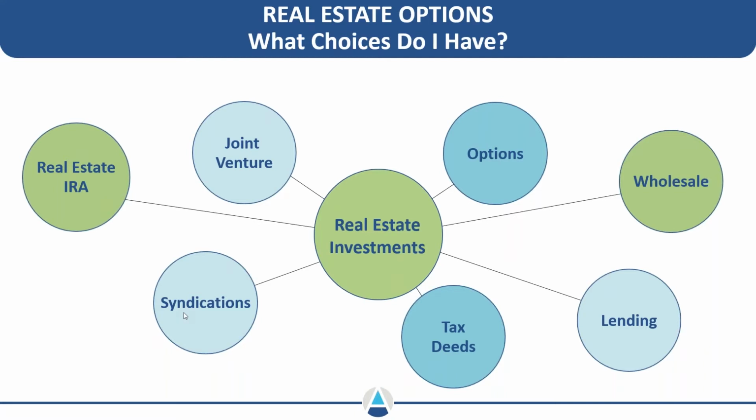Syndications, of course, are when people are raising capital for a specific real estate investment. They might be, for example, buying an apartment complex and they're raising capital for that investment. So they invite other investors to come in passively so that they can raise the capital they need for that investment. That would be considered a syndication. And sometimes those are also considered limited partnerships. The syndication is usually based on a specific deal, and limited partnerships may have many deals. It just depends.